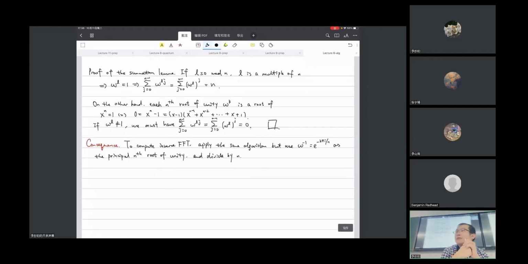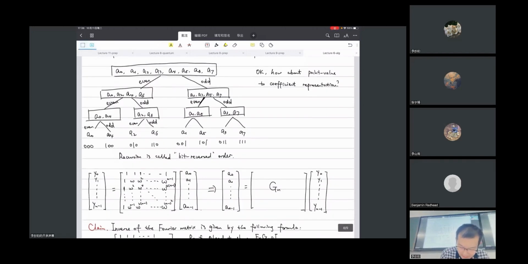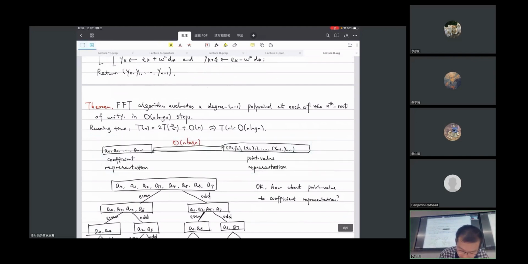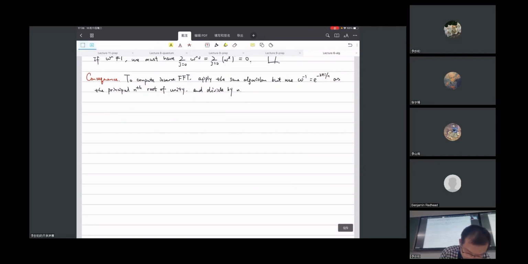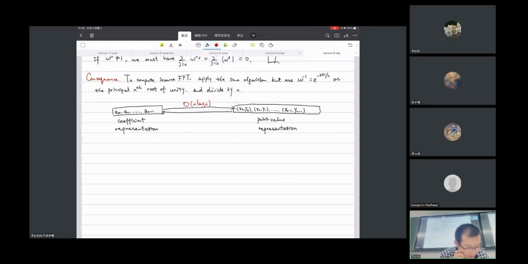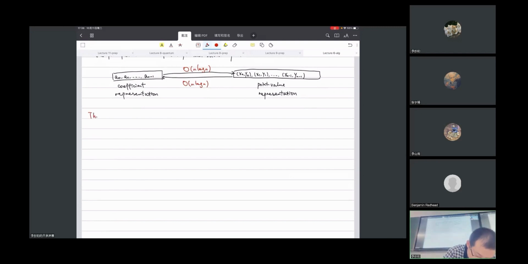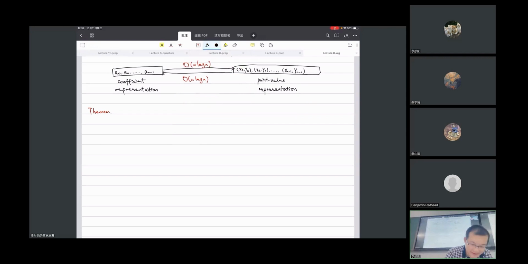Okay, so is this clear? So we just copy this. We also make a little calculation here. For the inverse FFT, that is, from point-value representation to coefficient representation, we can also do this in a very decent O of n log n. So having both directions, we get a very important theorem here: multiplication of two degree n minus 1 polynomials takes O of n log n steps.